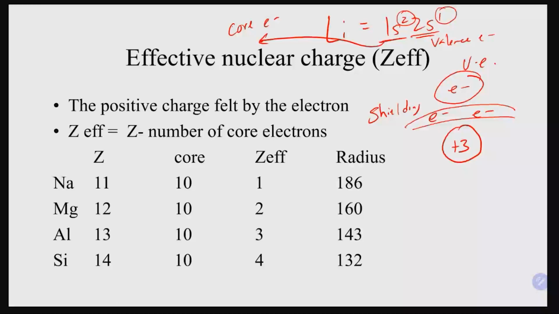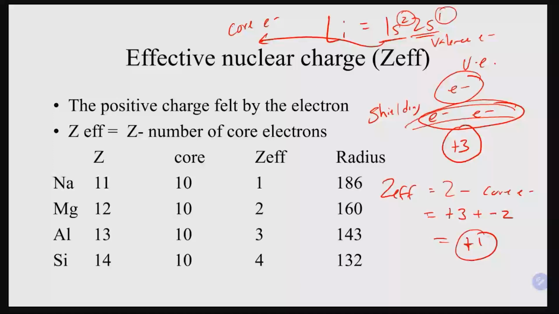So instead of feeling that full positive charge, you can calculate the Z effective as the atomic number minus the number of core electrons. In the case of lithium, we have a +3, and you add its -2 for the 2 electrons that are there. Effectively, that outer electron is only feeling a +1 attraction to the nucleus, which means it's not going to be held as tightly. That is why when lithium loses an electron, that is the one that takes a hike. It's not held as tightly, so it's easier to remove, with less ionization energy.